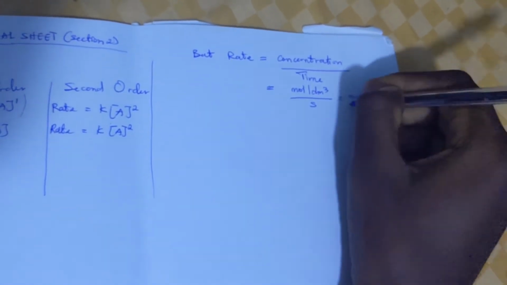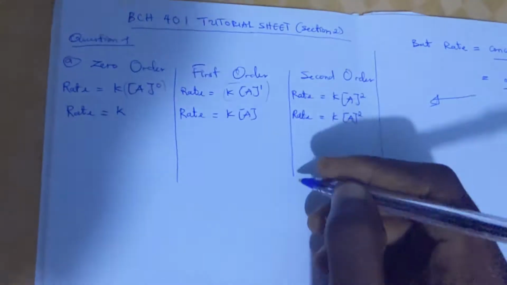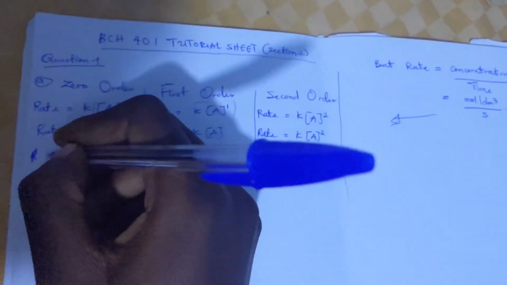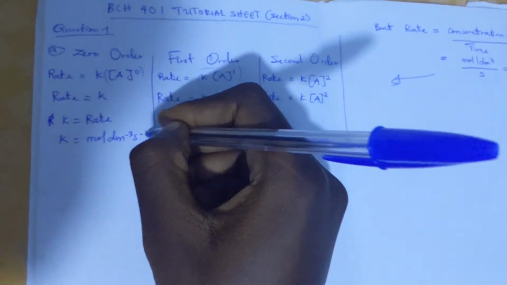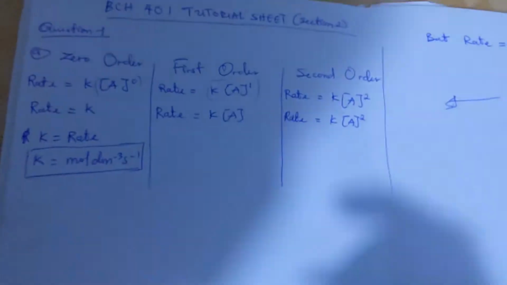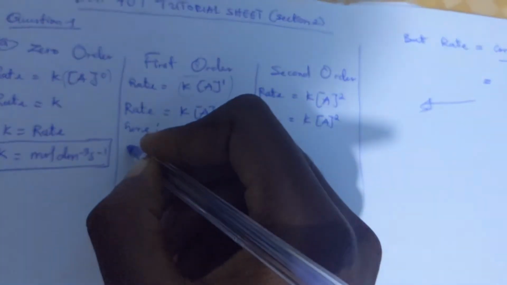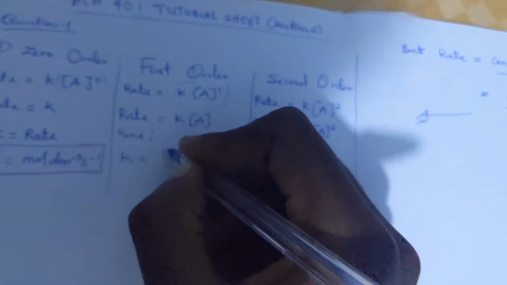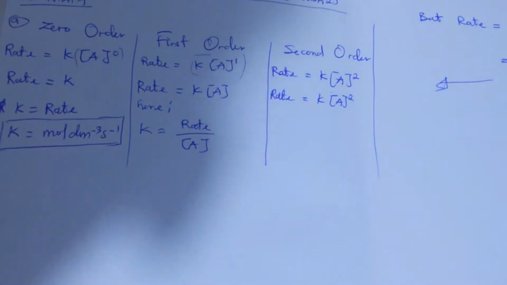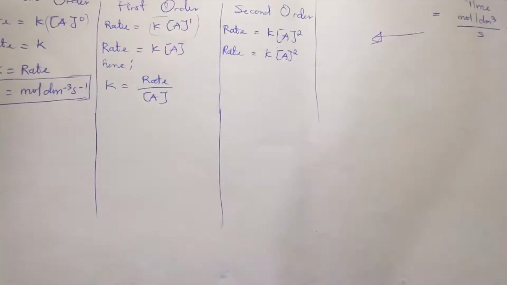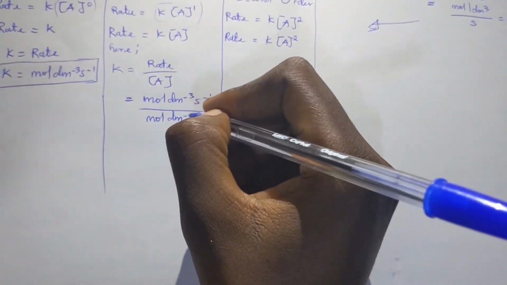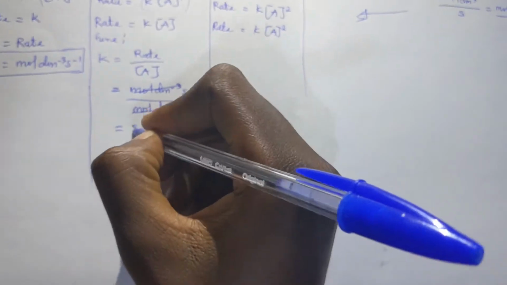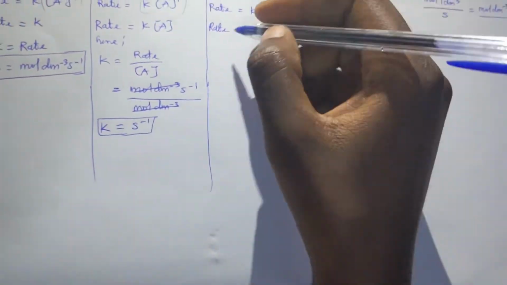We should know that the rate is equals to the concentration divided by the time, which the SI unit for the concentration is mole per dm cube and time seconds. So it's mole per dm cube per second. Okay, that means for the 0 order where rate is equals to K, we have SI unit mole per dm cube per second.